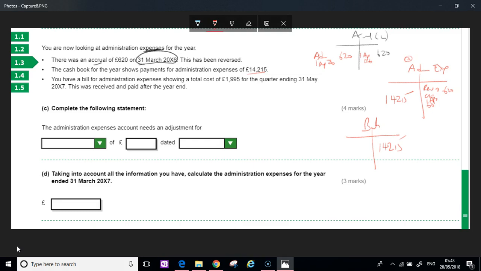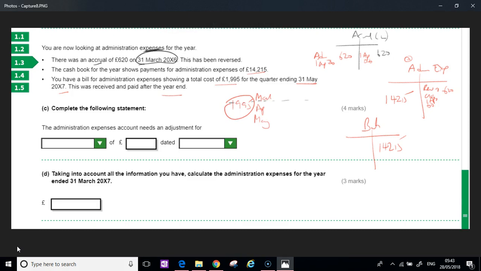Then it says that you have a bill that shows a total amount for the quarter. So we're now at the year end. And it says that you owe 1995 for the quarter. What's a quarter? 3 months. So we must have March, April, and May. And he says you owe 1995 for these 3 months. And it says that this was paid after the year end.